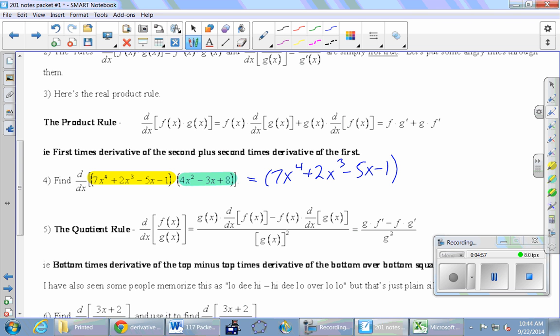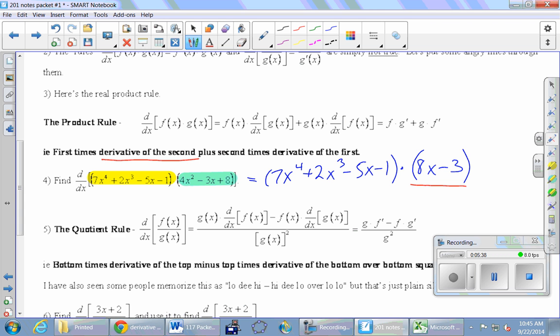Okay, the next part of the product rule, that was first, times derivative of the second. Times. Now we need to do the derivative of the second, which is highlighted in blue. So what's the derivative of 4x squared? 8x. Derivative of minus 3x? Minus 3. Derivative of plus 8? 0. So this piece underlined in red is the derivative of the second. Any questions so far? That is roughly half of the product rule.